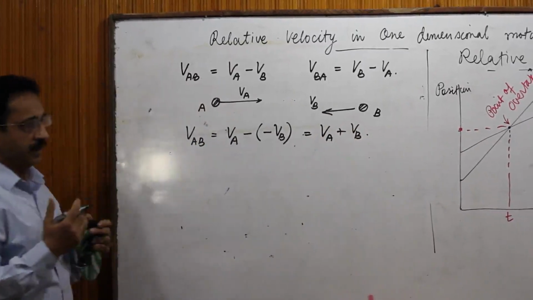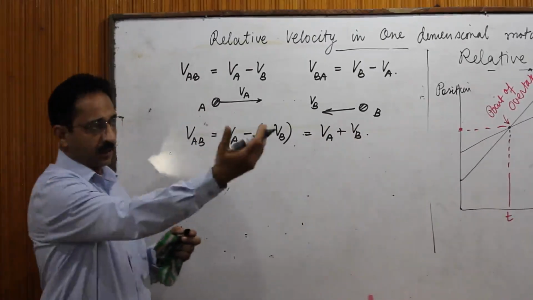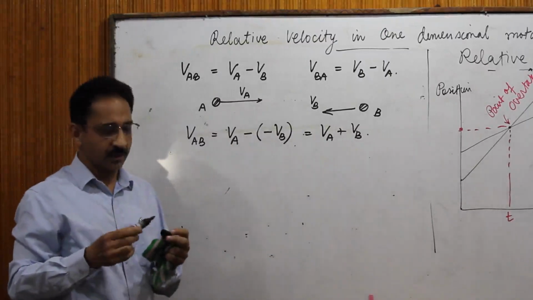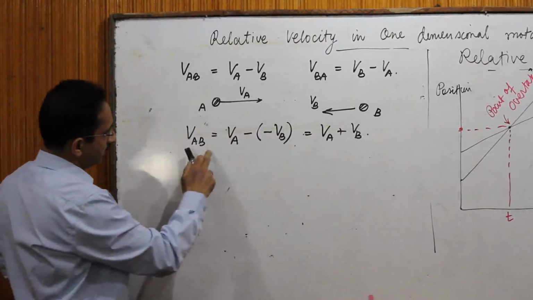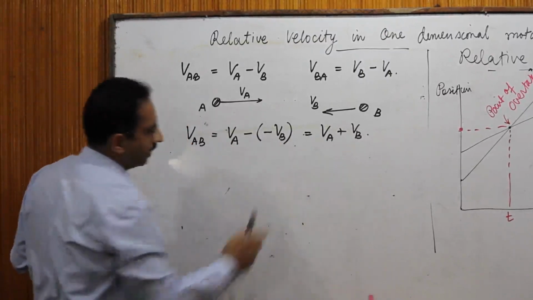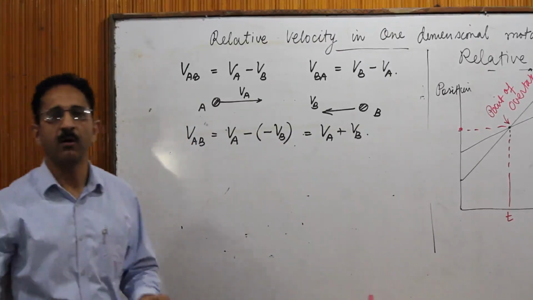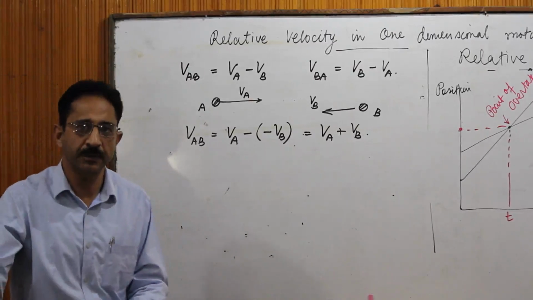For example, one bus is going at 40 kilometers per hour, and in the opposite direction another bus is coming on the straight road at 60 kilometers per hour. Then the relative velocity of A with respect to B will not be the difference, but it will be the sum of the two velocities, VA plus VB.